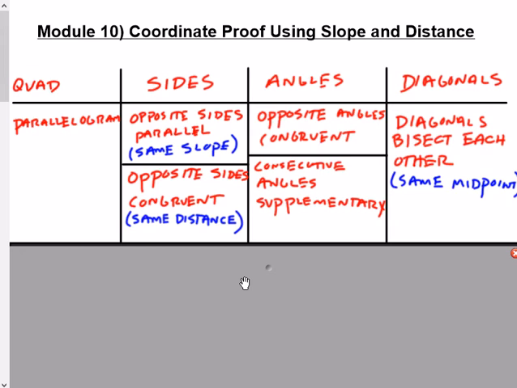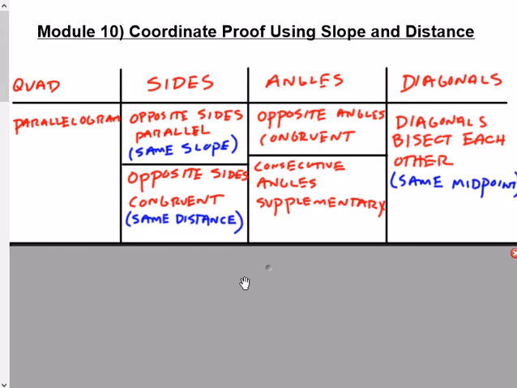Well, we know that the opposite sides are parallel and that the opposite sides are congruent. So if you were to place a parallelogram on a coordinate plane, because the opposite sides are parallel, those opposite sides should have the same slope. Because those opposite sides are congruent, they should have the same distance. So you would use slope formula and distance formula respectively.